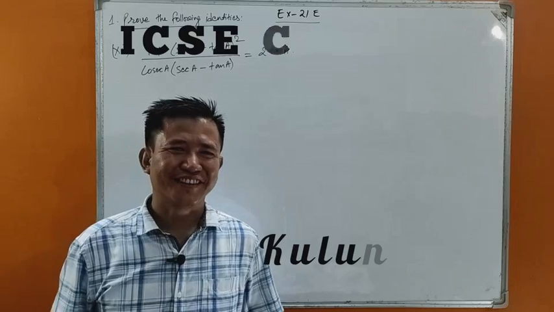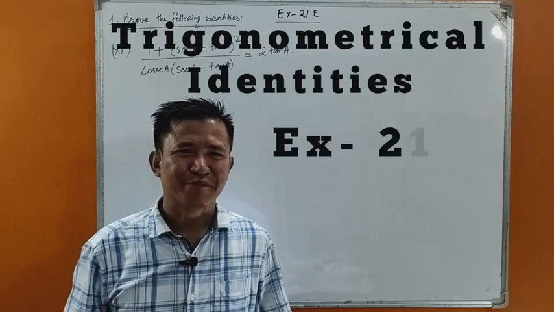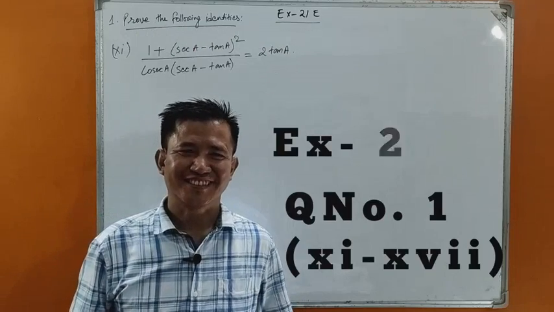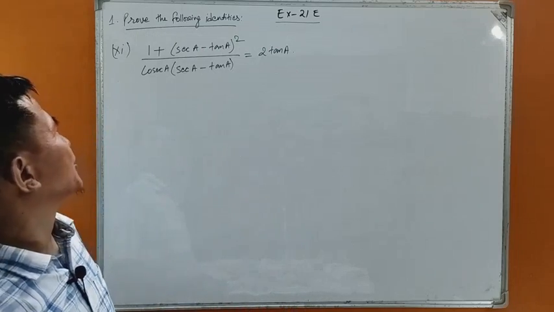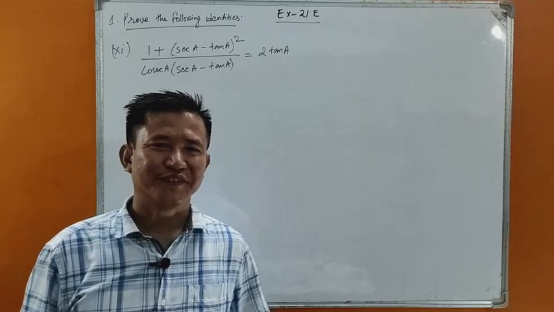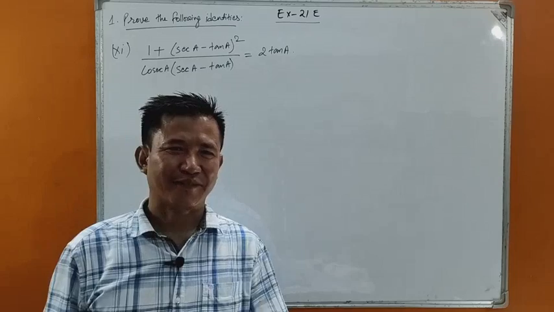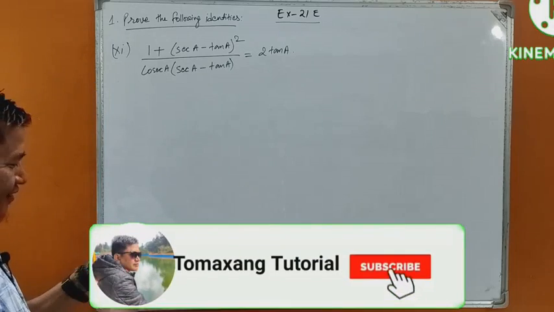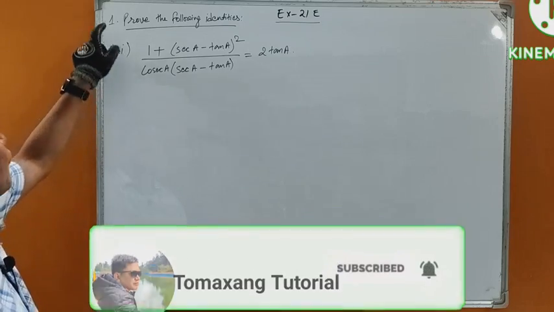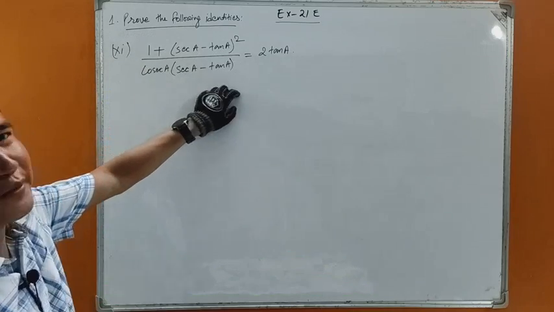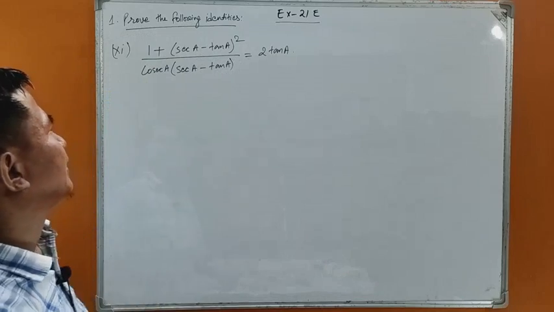So we are doing exercise 21E, prove trigonometrical identities, isn't it? We have completed till question number 10 in our previous video. So today we'll start from question number 11 onward, okay? So let's begin. This is question number 11 of 1, prove the following identities from exercise 21E.